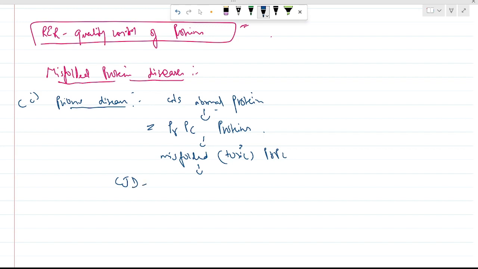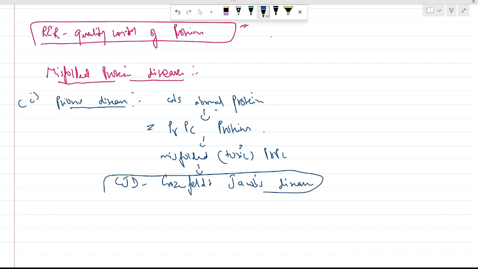This leads to a very common disease, CJD, which is Creutzfeldt-Jakob disease. You must be familiar with this disease, CJD, Creutzfeldt-Jakob disease, which is due to misfolded toxic PrP proteins in the CNS.